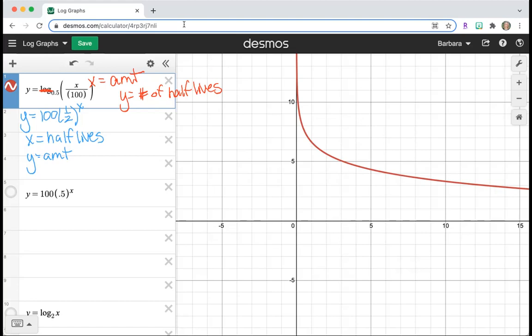Can I move this up a little? Sorry, my annotations are now.